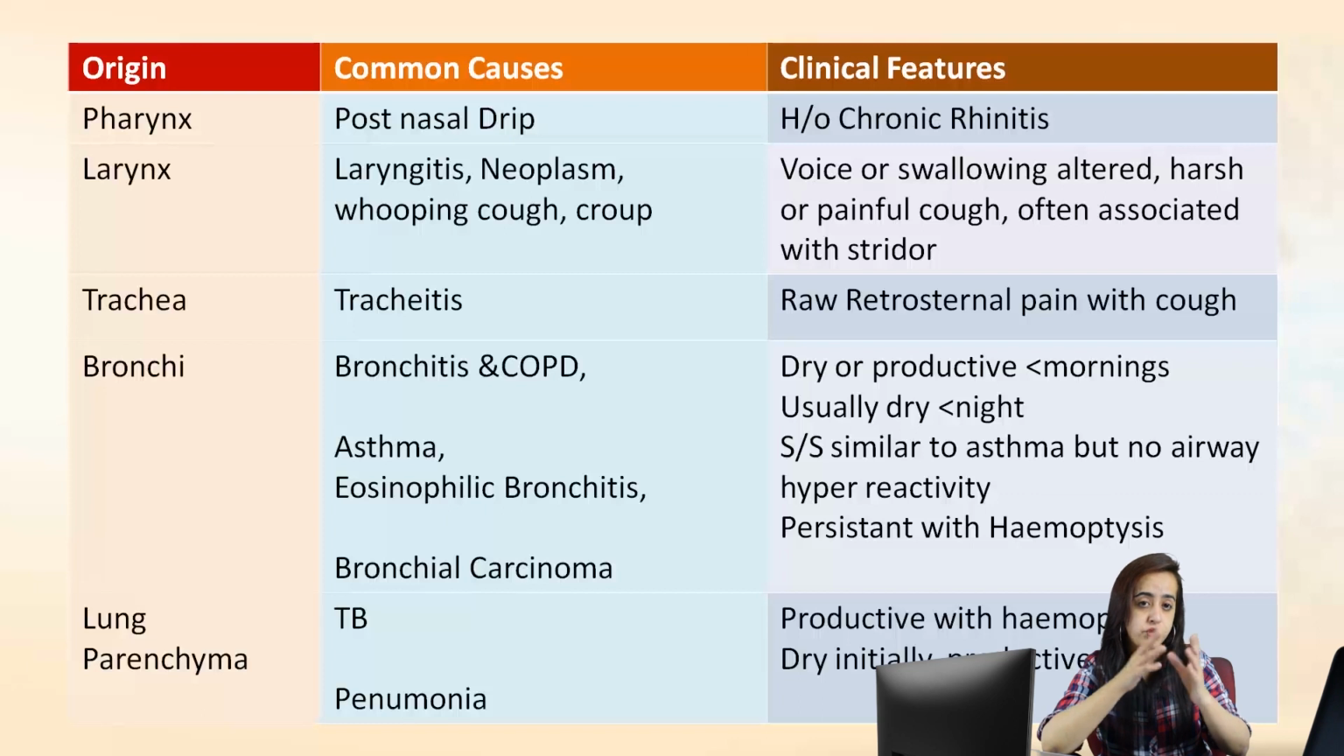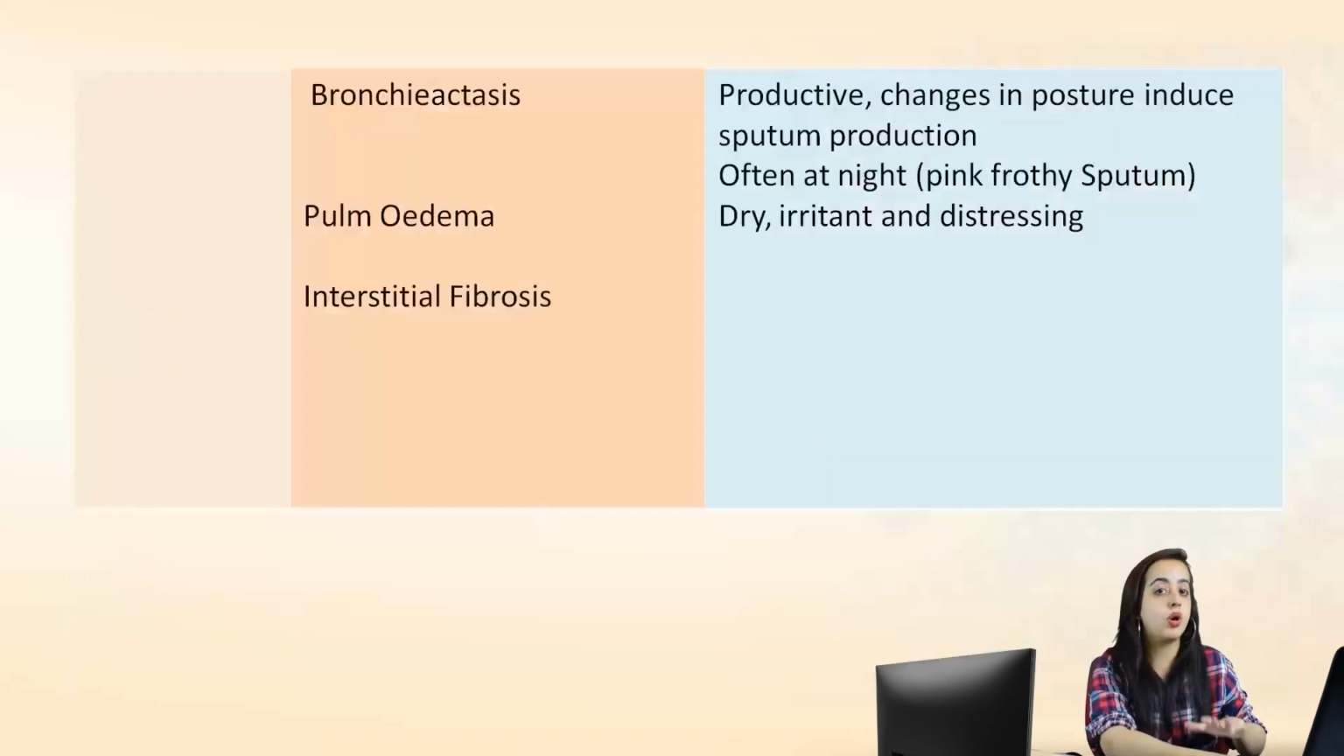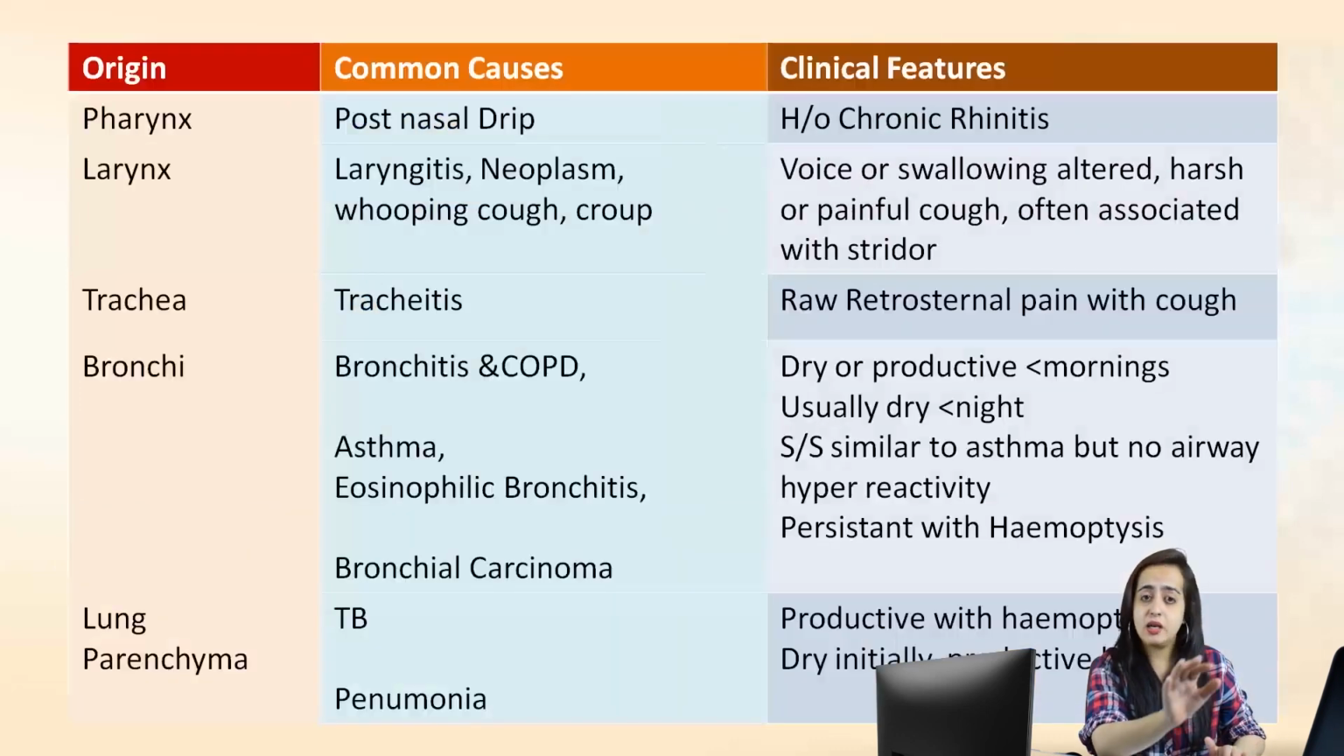Next, we move to the lung parenchyma. Now, lung parenchyma involvement is seen in tuberculosis, pneumonia, bronchiectasis, pulmonary edema, and interstitial fibrosis. Again, there can be a lot of other conditions associated with these sites of origin, but I have mentioned the most common ones so that we get a thorough understanding and do not miss out on the very common things that we see during practice.